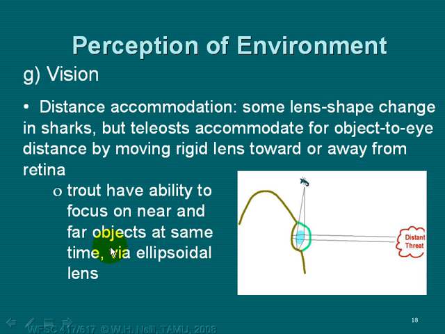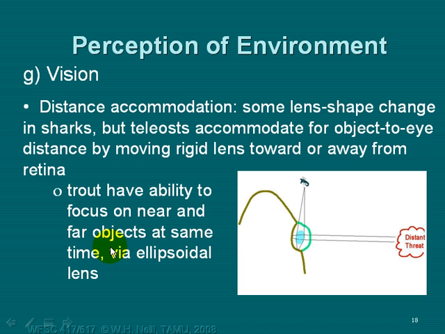And there may be some lens shape change in sharks that's analogous to what goes on in mammals. But teleosts mostly accommodate for variable object-to-eye distances by moving the rigid lens back and forth inside the eye, toward and away from the retina, to change the focal length, pretty much as you do with a telescope. You know, because you don't have a flexible lens in a telescope for the most part.